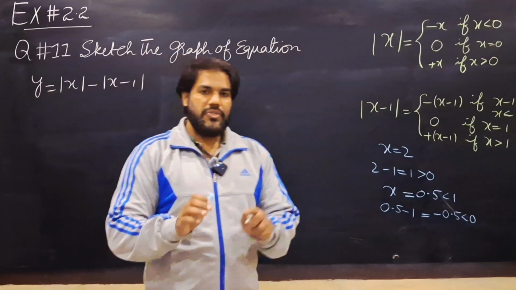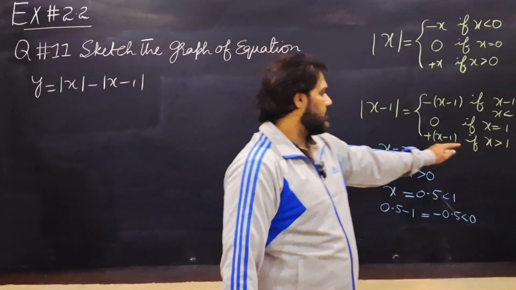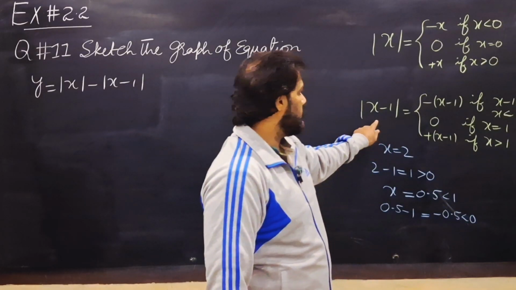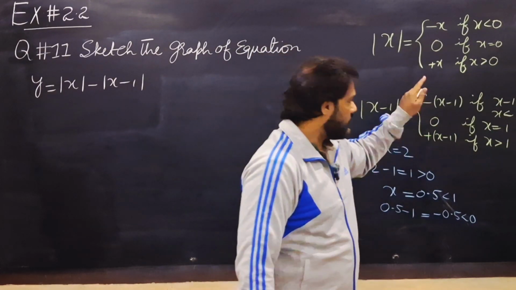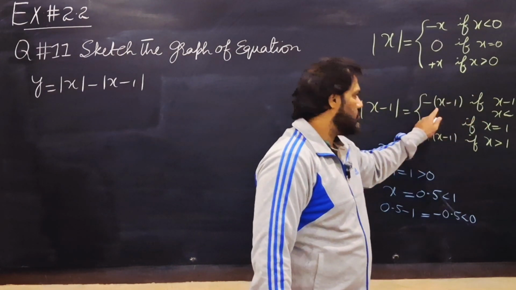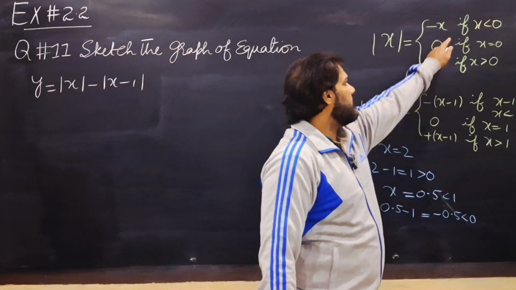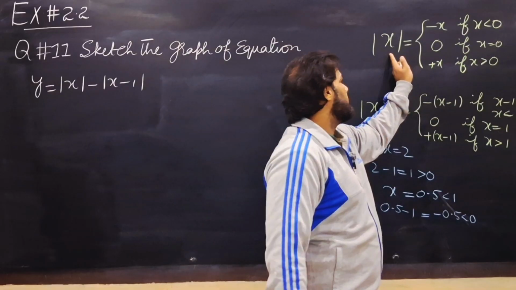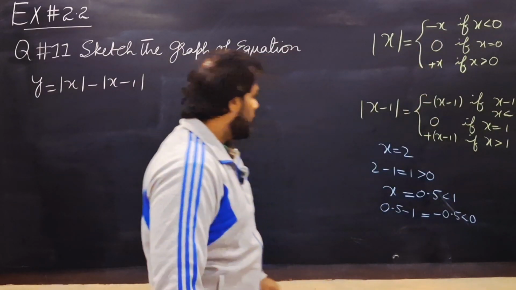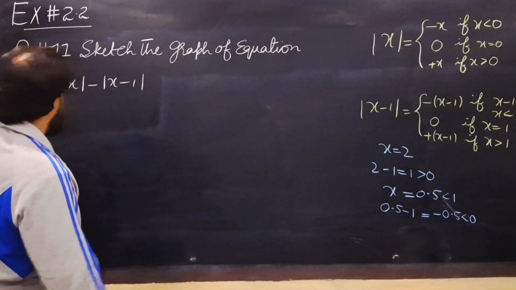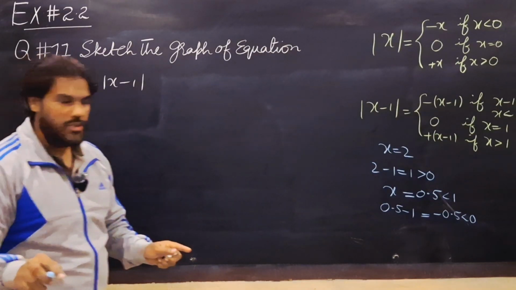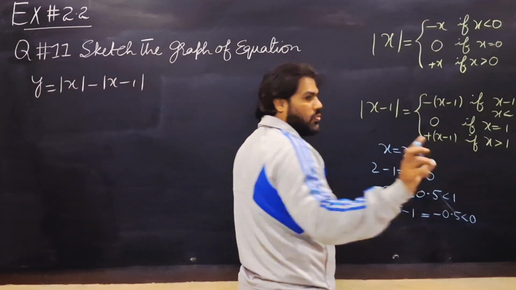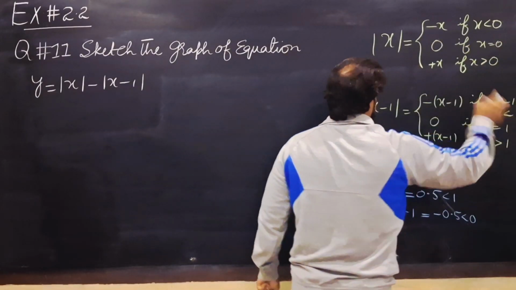So whenever you take any number greater than 1, the absolute value is positive x minus 1. When you take x less than 1, the value inside is negative. Similarly, when x is negative, the absolute value of x is minus x. So it means |x| and |x minus 1| change their signs about the numbers 0 and 1.